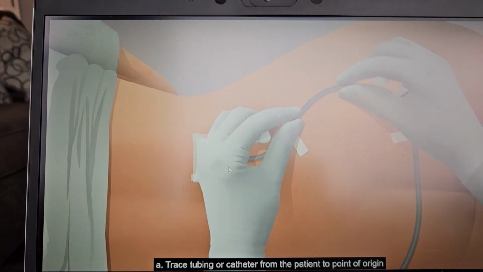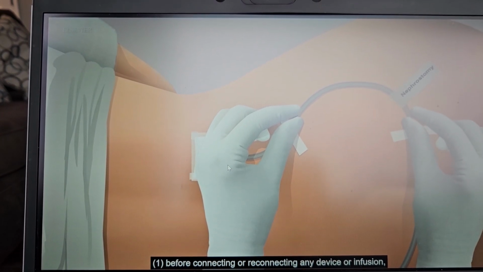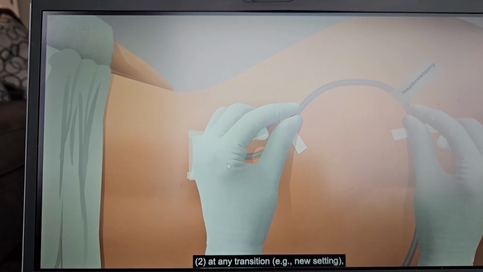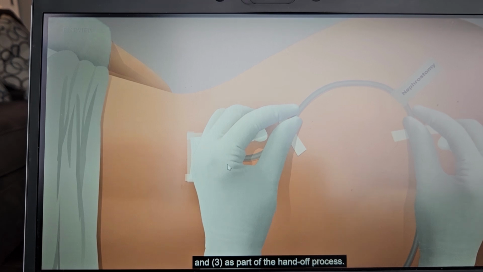Trace tubing or catheter from the patient to point of origin. 1. Before connecting or reconnecting any device or infusion. 2. At any transition, for example, new setting. And 3. As part of the handoff process.